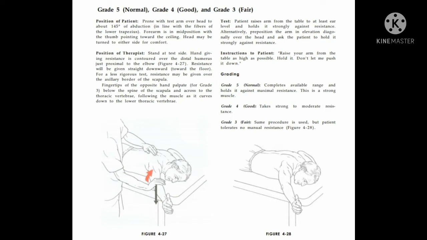Instruction given to the patient. Raise your arm from the table as high as possible. Hold it and don't let me push it down. Grade 3. Patient is able to perform full range of motion without manual resistance. Grade 4. Patient is able to perform full range of motion with moderate amount of resistance. Grade 5. Patient is able to perform full range of motion with maximum amount of resistance.